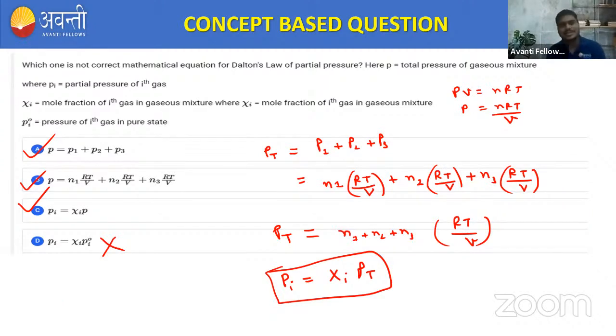The correct statement is that partial pressure is directly proportional to the total pressure, that is, partial pressure is equal to the mole fraction of the gas multiplied by the total pressure. So option D is incorrect. Rest all options are correct, right? That's why they are asking which is not the correct mathematical equation. Option number D is not the correct mathematical equation.